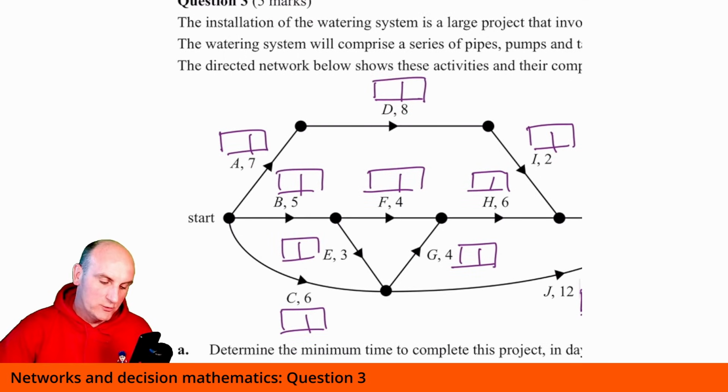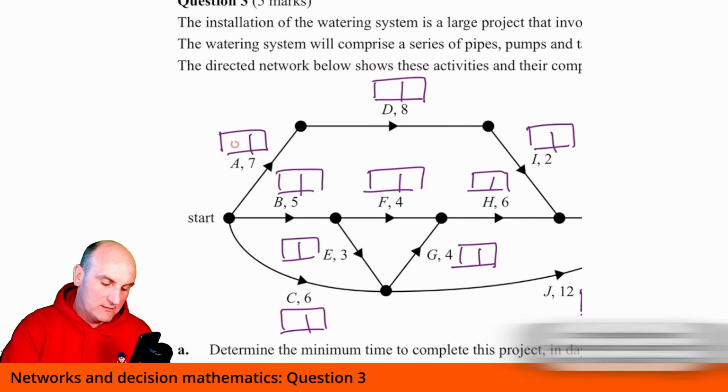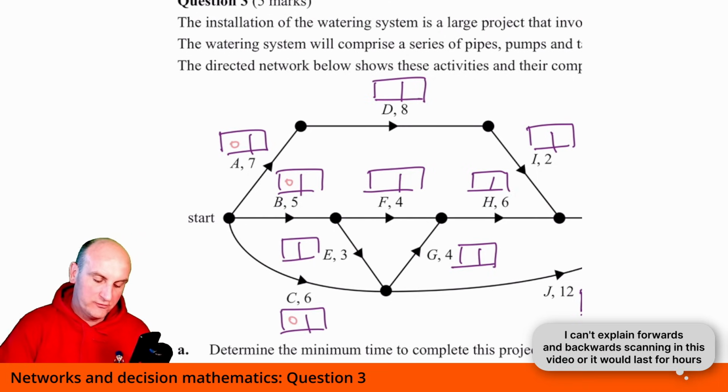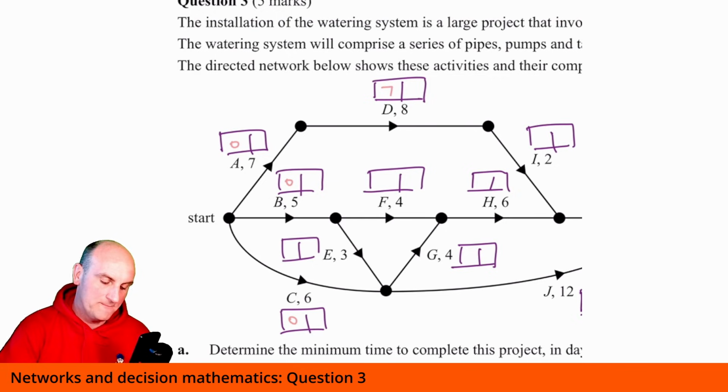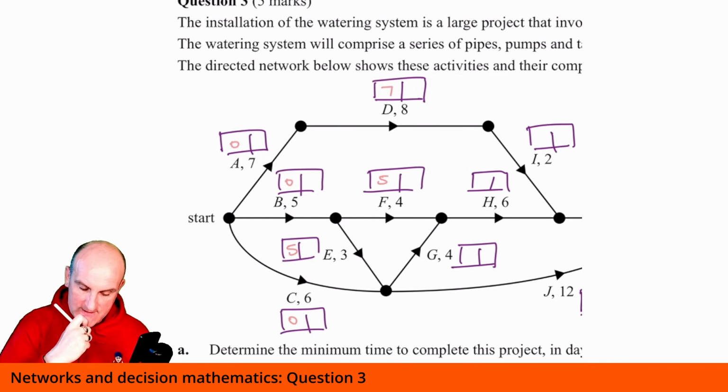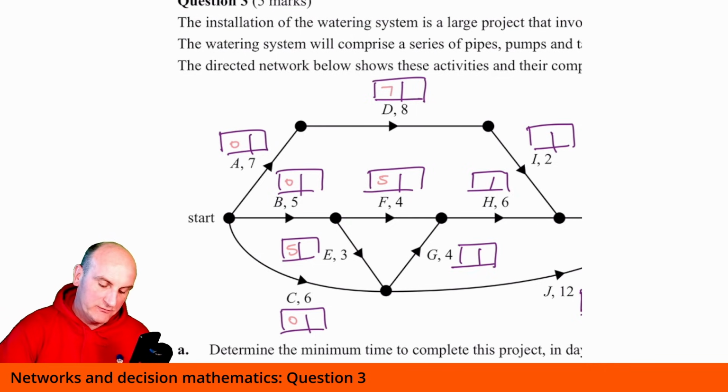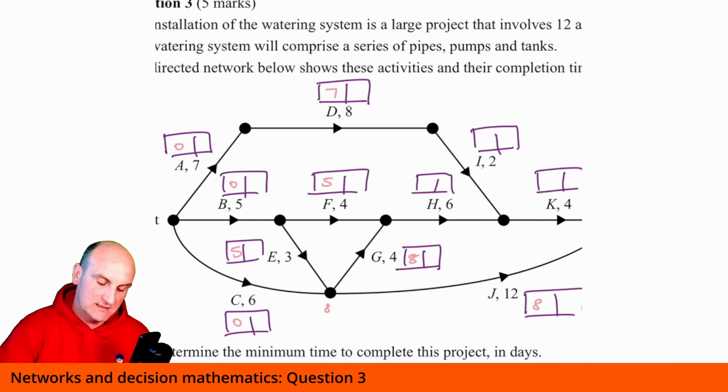Right. Let's forward scan, shall we? What have we got here? So that's going to be a 0. That's going to be a 0. And that's going to be a 0. Need to be careful that I don't get tricked with E, because that's where that is starting. Right, so that's going to be a 7, because 0 plus 7 gives me 7. That's going to give me a 5 here, and a 5 here. All right, okay, so far so good. 5 plus 3 gives me an 8 here. 0 plus 6 gives me a 6, so I'm going to choose the 8. So basically G starts at 8 and J starts at 8 because they're both coming off of there.